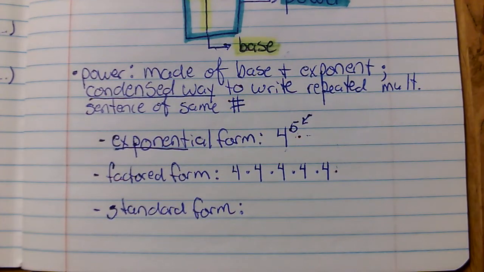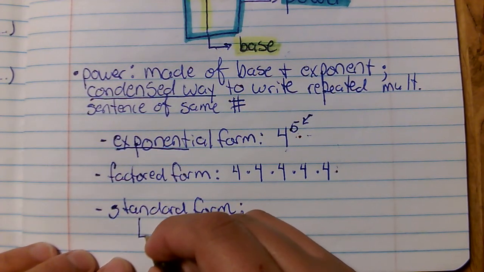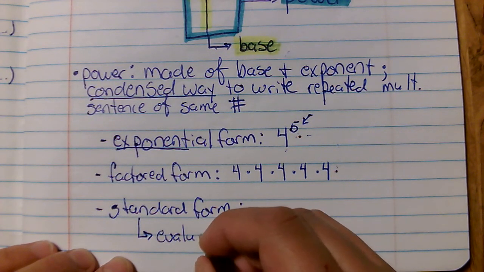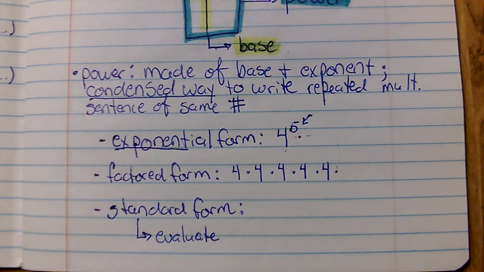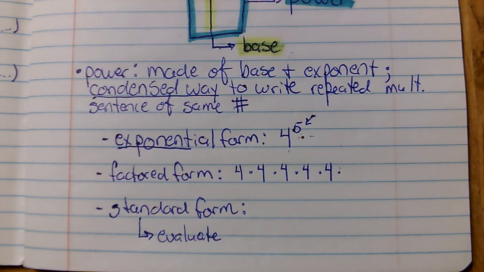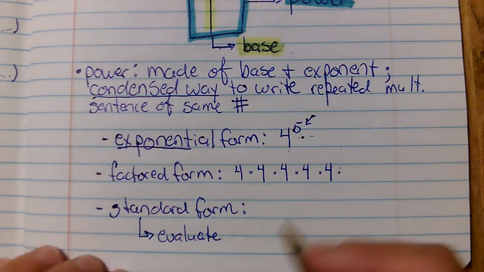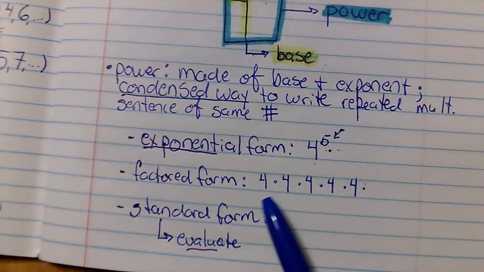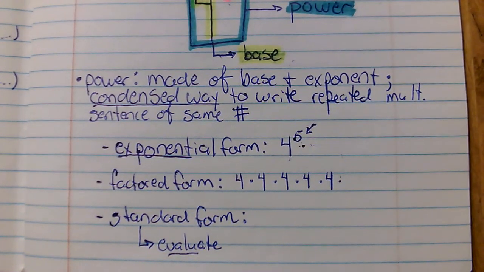Okay? And this is just a way that says to evaluate. You might notice in the word evaluate, you see the word value. That means figure out what 4 times 4 times 4 times 4 times 4 is. What is 4 to the 5th power as just one number? So you can go ahead and grab your calculators to help you with this.